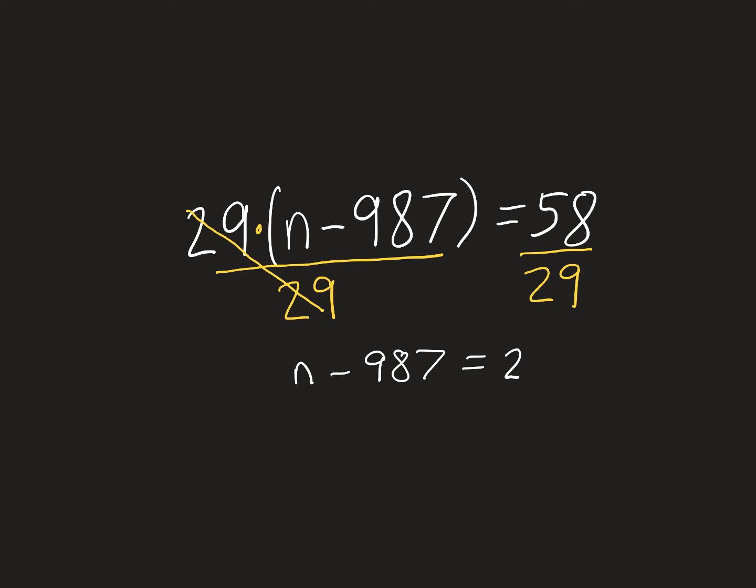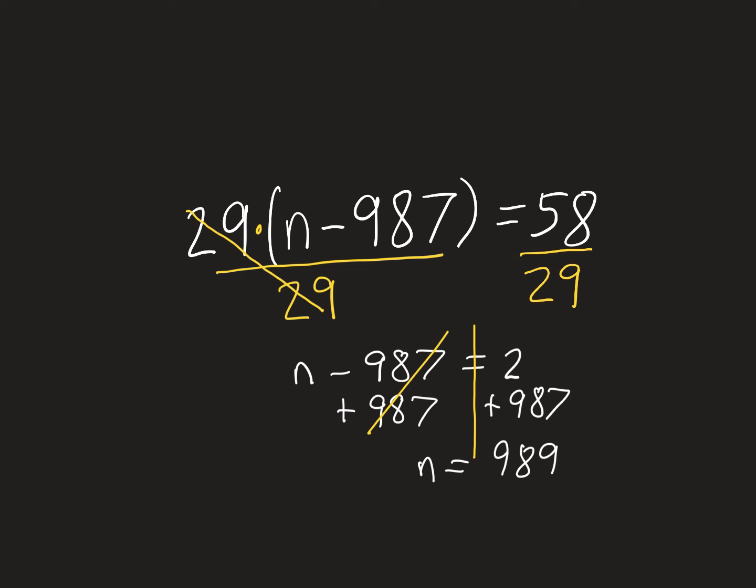So now you are back to a one-step equation, and that one-step equation you will finish off by doing the opposite of your subtracting. You'll add 987 to both sides. And this will cancel out on the left-hand side, and you have your n equals 989.